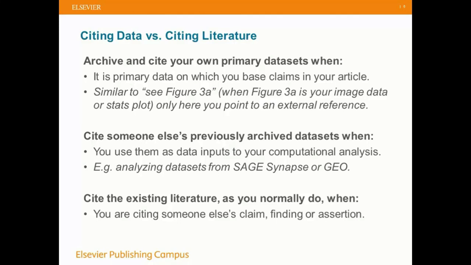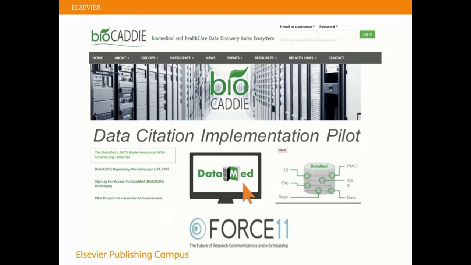When should you cite someone else's data versus citing their literature? You cite someone else's previously archived data sets when you use them as data inputs to your computational analysis. So you're doing a meta-analysis, you're reanalyzing data sets from Sage Synapse or Geo or some other data repository. Only when you use them as actual data input to your analysis. Right? And lastly, the sort of long-standing existing practice of citing existing literature remains as it does, and it is still very important. You cite the existing literature as you normally do when you're citing someone else's claim, finding, or assertion.